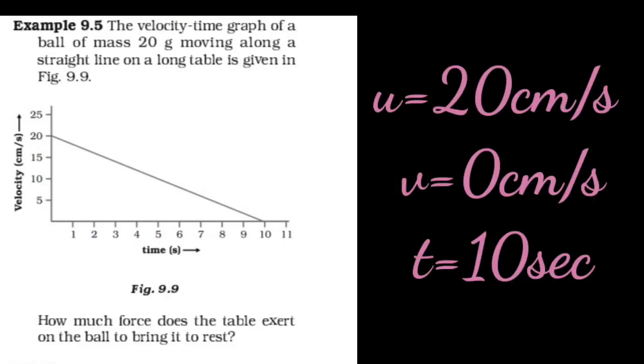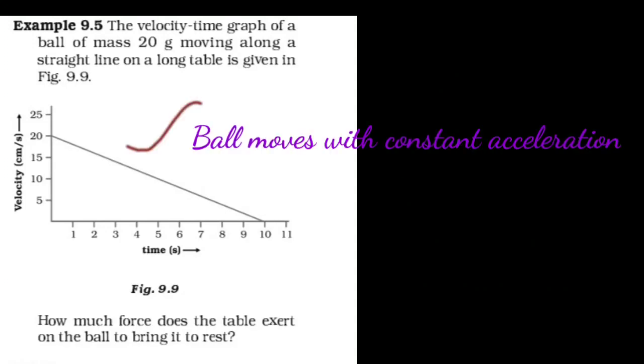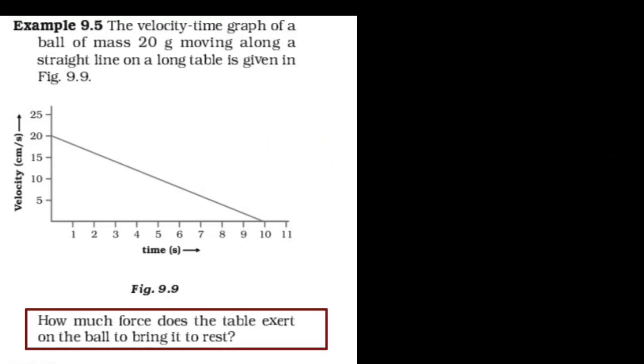Initial velocity is 20 centimeter per second. Velocity decreases to 0 in 10 seconds. So u is equal to 20 centimeter per second, v is equal to 0 centimeter per second, and t is equal to 10 seconds. As the velocity time graph is a straight line, this means the ball moves with a constant acceleration. So how much force does the table exert on the ball to bring it to rest?